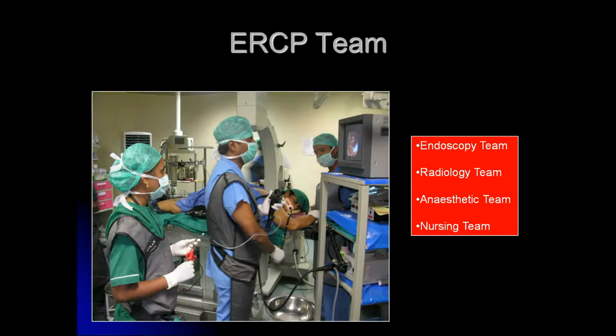ERCP, like its 4 letters, is a 4-team work. That is the endoscopy team with the experienced endoscopist, and the radiology team with a radiographer or radiologist, and the anesthetist is always at the head end, because the patient is most often in prone position and it is a prolonged procedure where you need to have close monitoring of the patient, and you should have an excellent nursing team to give you the appropriate accessories to perform this procedure. Next slide.